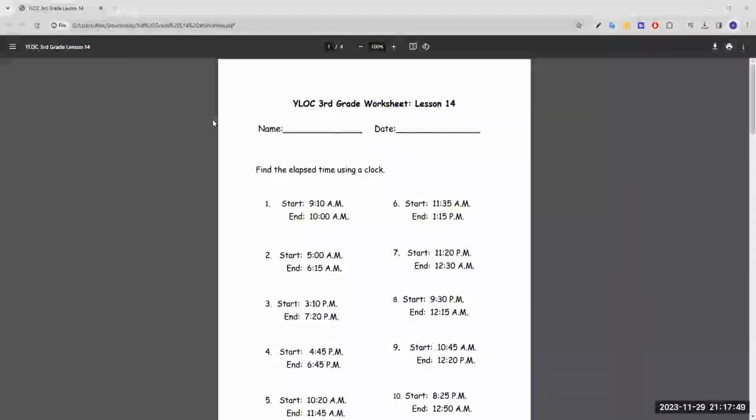Today we're going to be doing third grade worksheet lesson 14. So let's start off by finding the elapsed time using a clock. And in this section, we're going to be doing problems number 1 and 2.